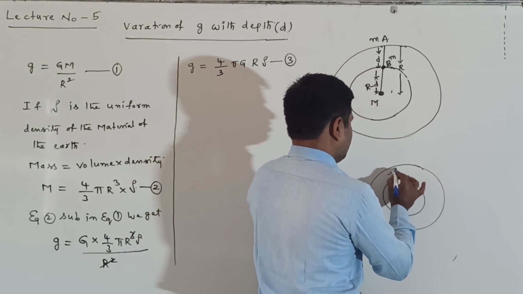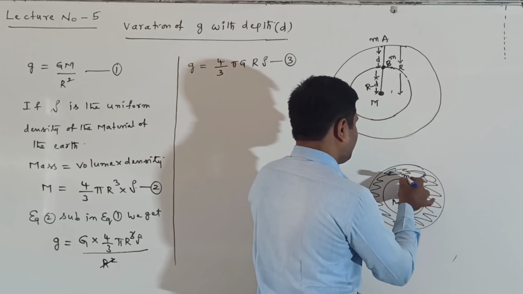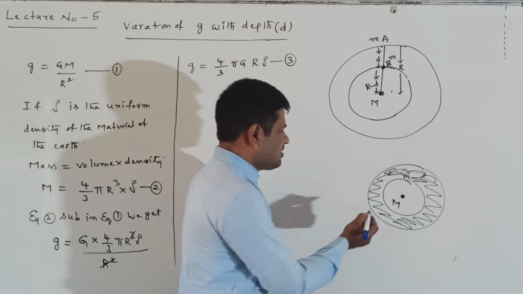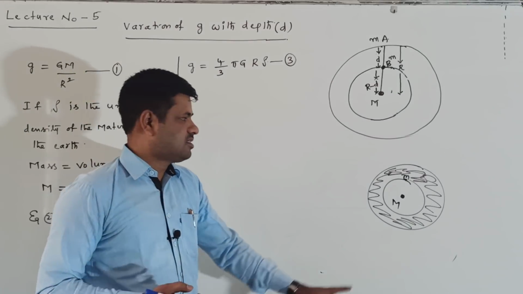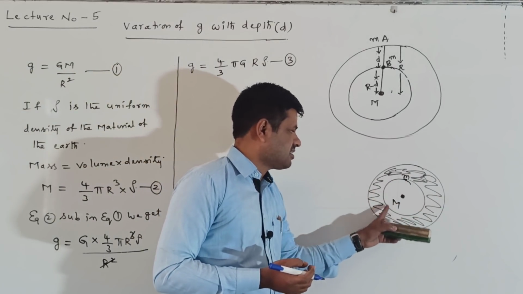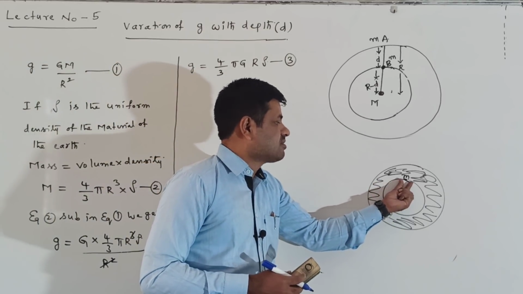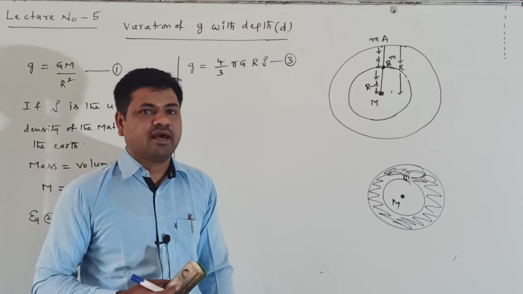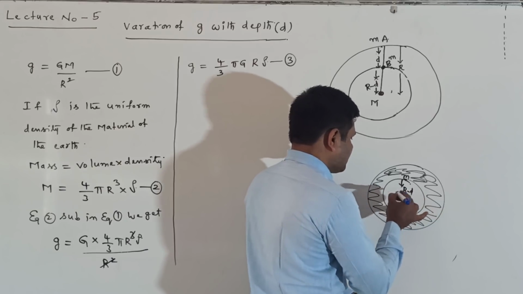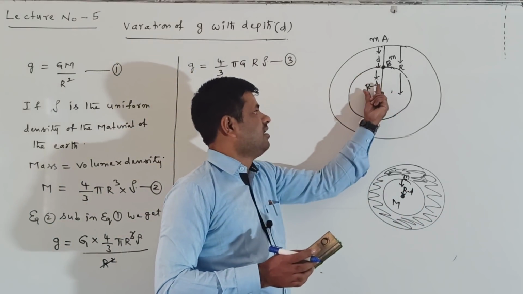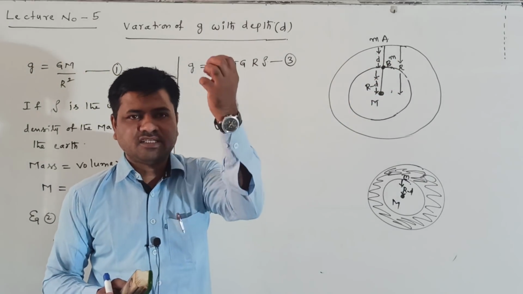The mass present in this outer area does not affect this mass. Only the mass present inside affects this mass. That means the small sphere inside affects the small mass m. Clear? That means the mass within the radius R minus d is the only mass that affects the small mass m, because it is taken at the depth d.